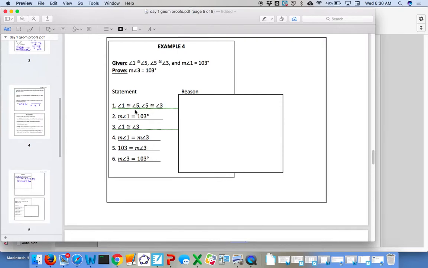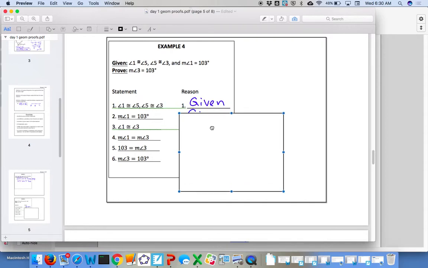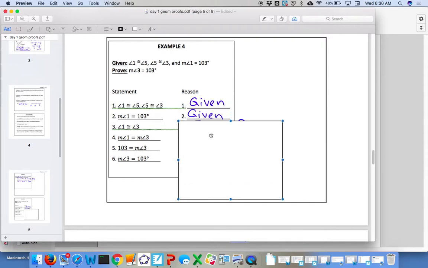So we are given that angle 1 is congruent to angle 5, and angle 5 is congruent to angle 3. We're also given that measure of angle 1 is 103.